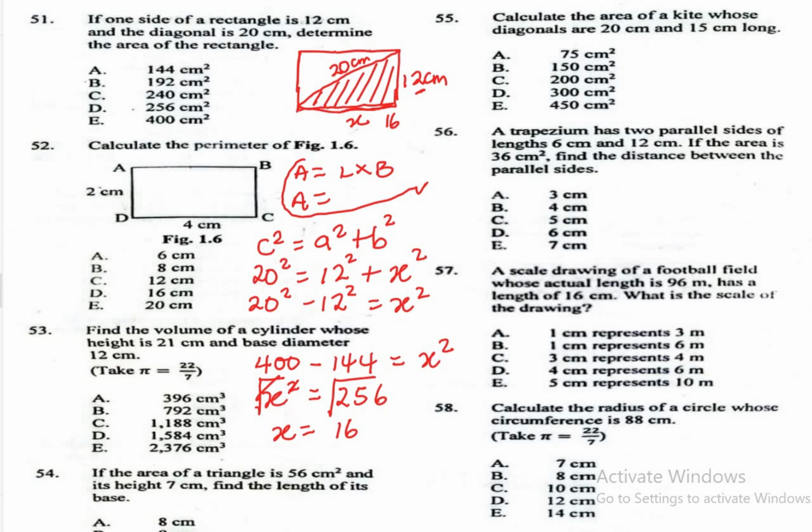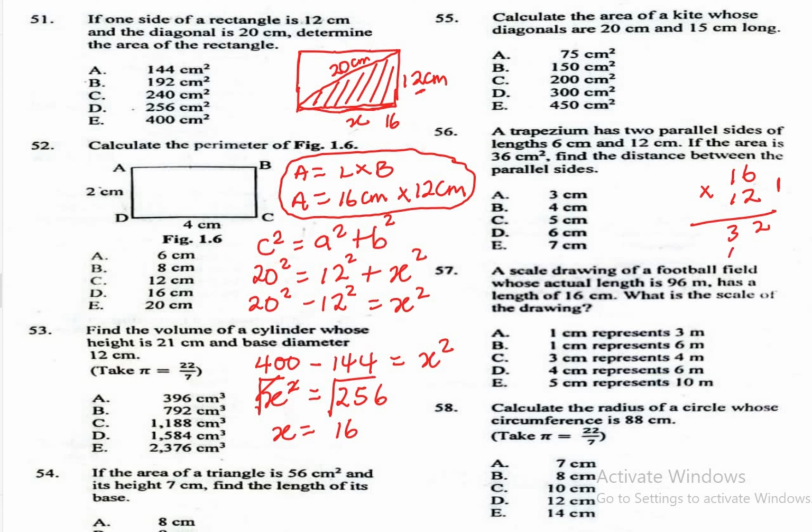All right. So the area will simply be 16 centimeters, one of the sides, times 12 centimeters. Take note of this. All right, 16 times 12. 2 times 6 is 12. 2, 1. 2 times 1, 2 plus 1, 3. 1 times 6 is 6. 1 times 1 is 1. So that's 192. 192 centimeters squared. This will be your answer.